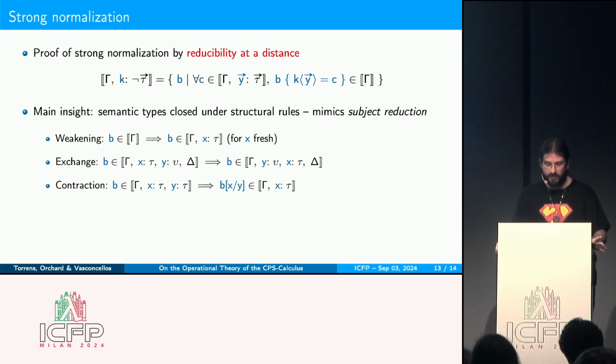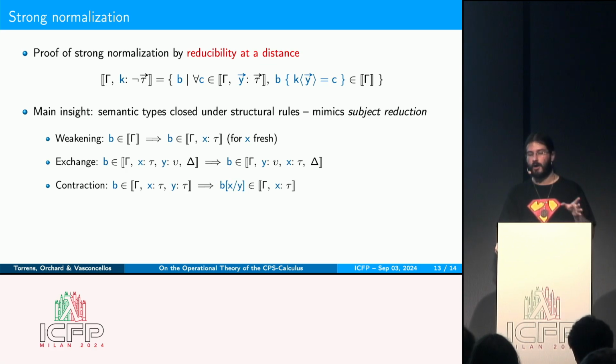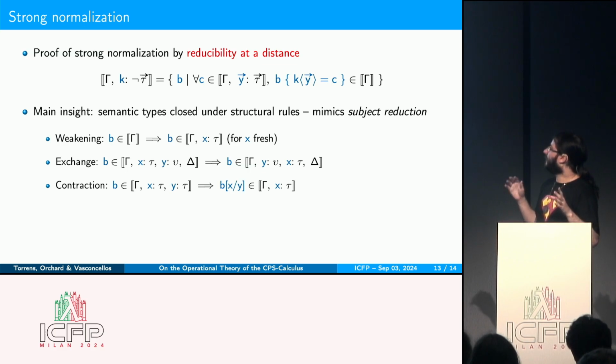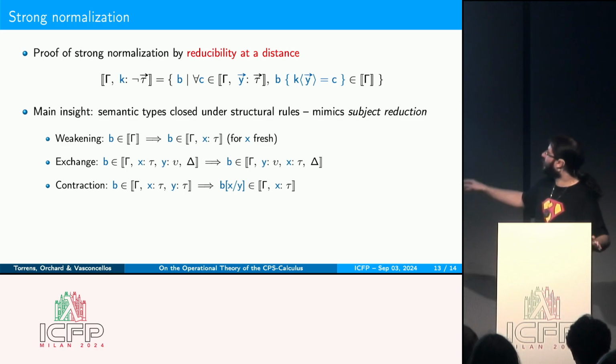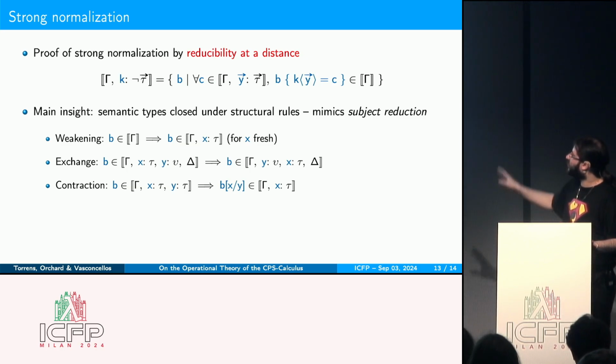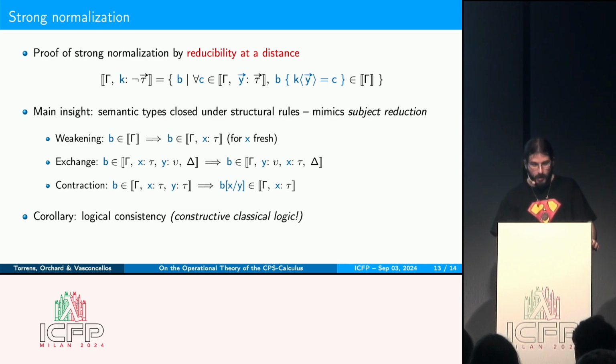The main insight of the proof is that strong normalization can be proven by mimicking the subject reduction proof, which we hope can be used to prove strong normalization for other strong explicit substitution or other process calculi, sorry. And we use here weakening, exchange, and contraction. We show that our semantic types are closed under these rules. The usual corollary of this is logical consistency, and it is also the case here.